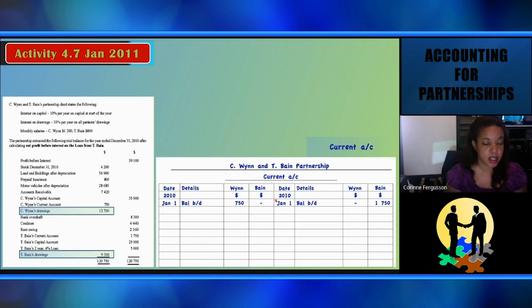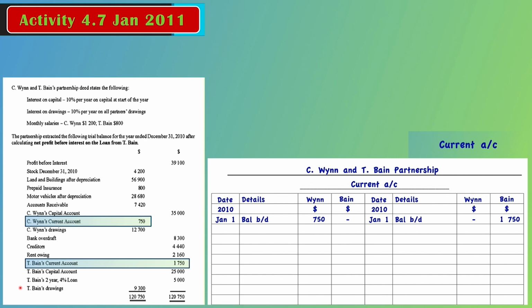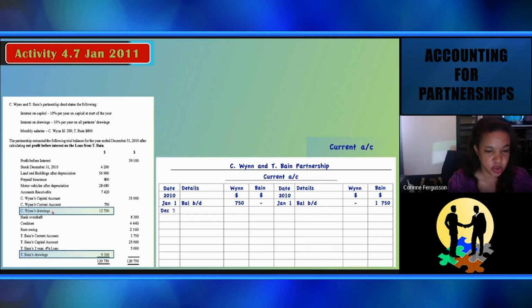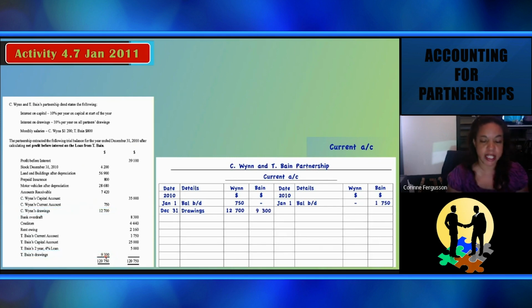Okay? So the next thing that I usually go into would be drawings. You will see Win has drawings of 12,700. Once again, most people got this right, so no long explanation for it. Drawings on the debit side because it decreases your capital.